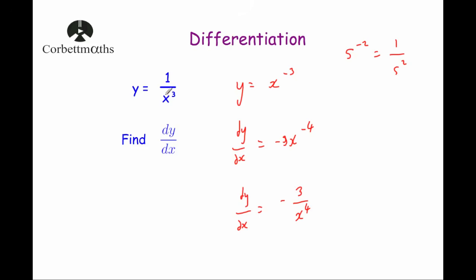So that's it. If you have got a fraction where you've got x's on the denominator, you can bring them up by giving them a negative power, and then you can differentiate. And if you get a negative power in the answer, you can just put that on the denominator.